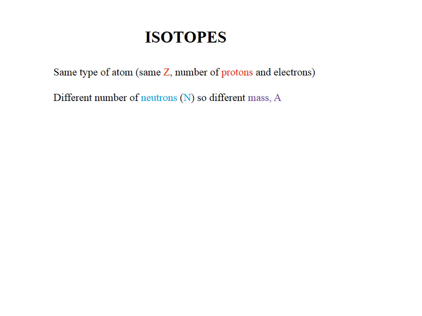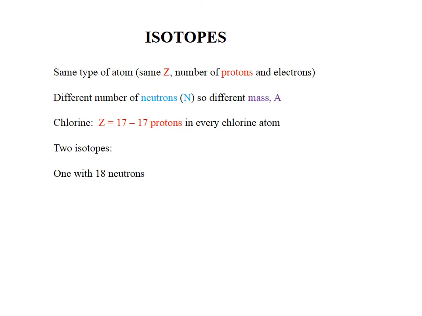Let's look at an example. Chlorine. Chlorine has got a Z of 17. That means that in every single chlorine atom in the universe, as far as our theory is concerned, there are 17 protons in the nucleus. There are 2 isotopes of chlorine. 2 different kinds of chlorine atoms. One of those isotopes has 18 neutrons, one of those isotopes has 20 neutrons.